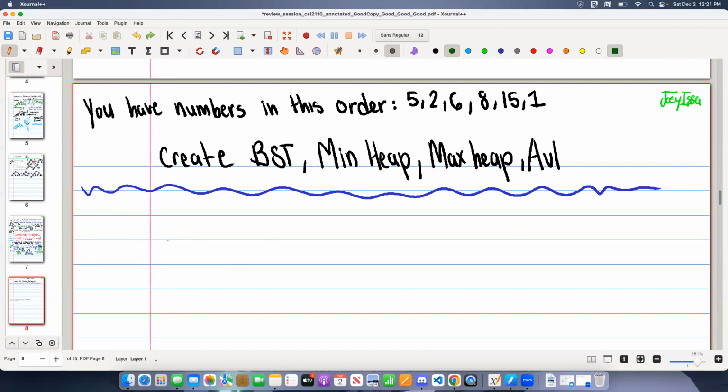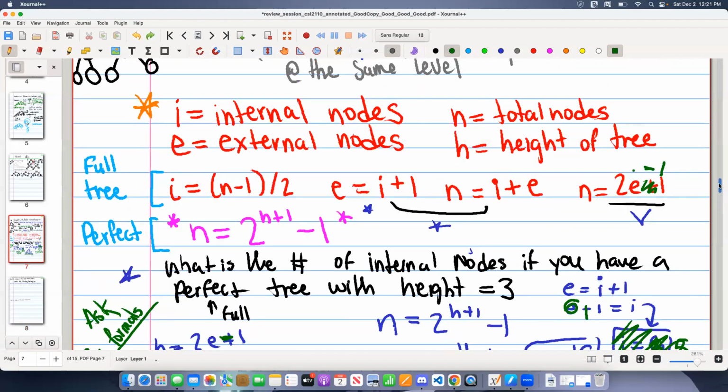So we have the numbers in this order. We're gonna create a BST at first, yeah? Could you go over the corrected formulas? Yeah, for sure. The only change is right here. Instead of E plus 1, it's 2E minus 1 instead of 2E plus 1. Does the root count as an internal node?